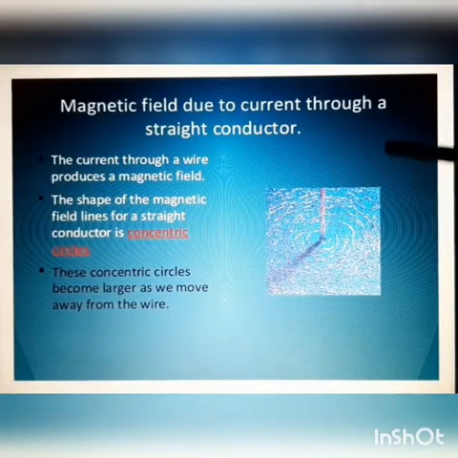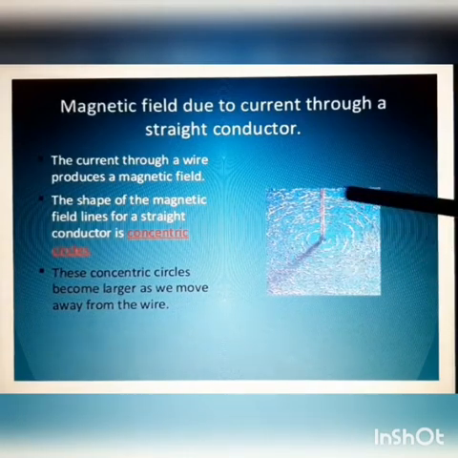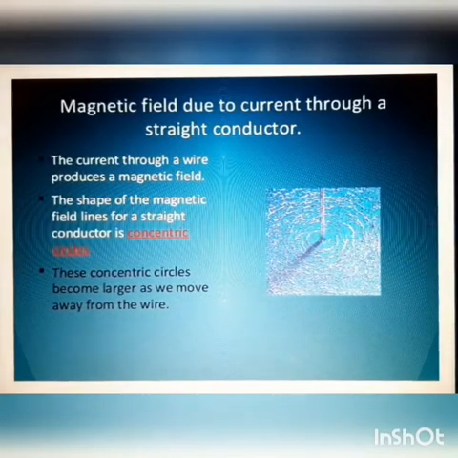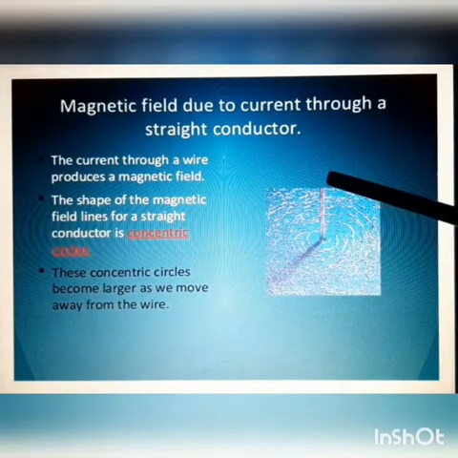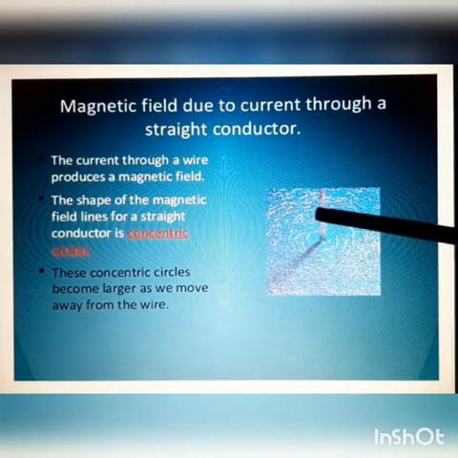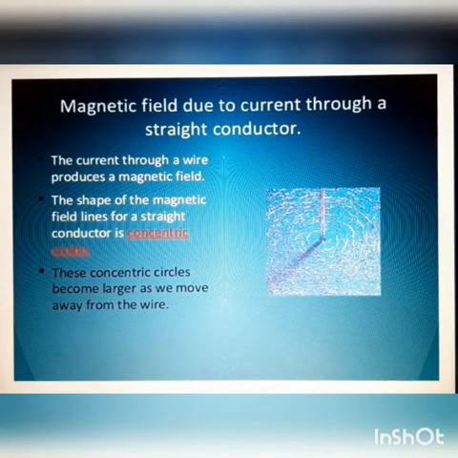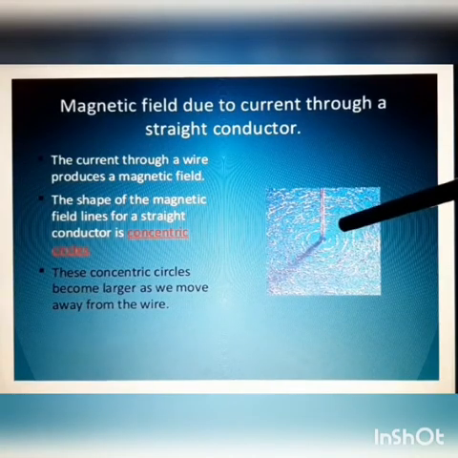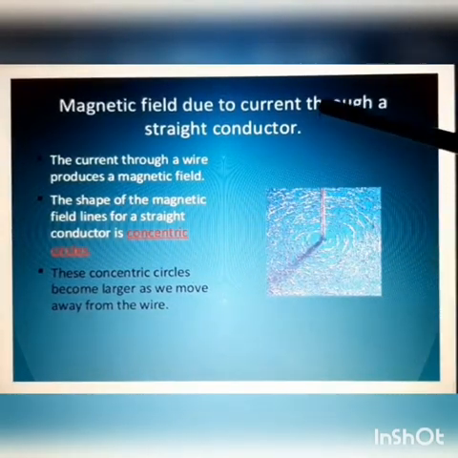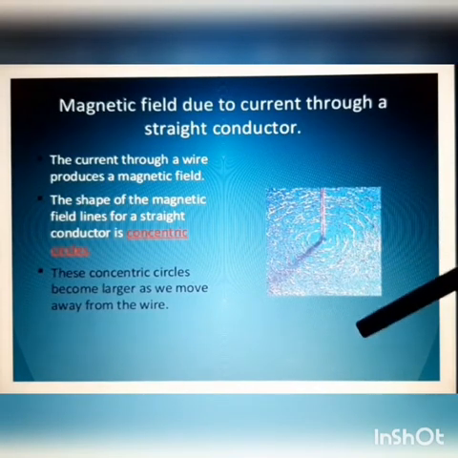Now let us take a straight conductor and put a cardboard through it in a given way and sprinkle some iron filings on it. When we pass electricity through the straight conductor, we see that these iron filings arrange themselves in concentric circles. Concentric circles means those circles which have the same center but different radius. So from this we can say that the magnetic field around a straight conductor carrying current is in the shape of concentric circles.